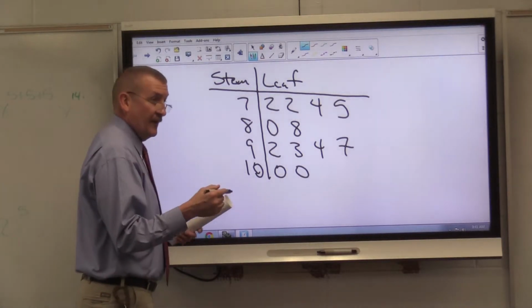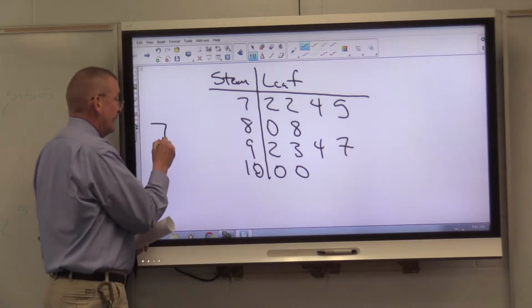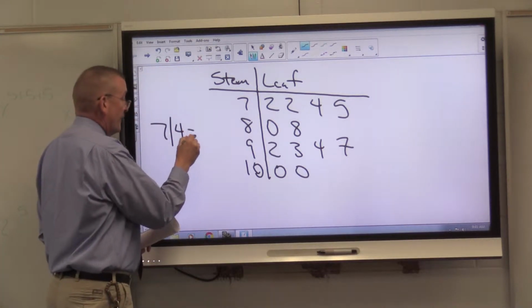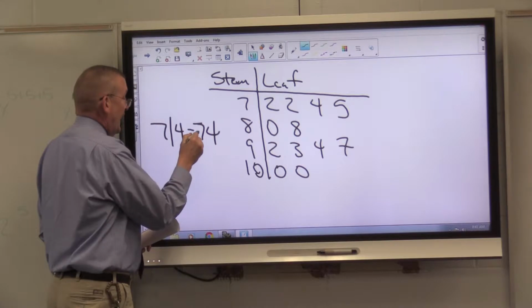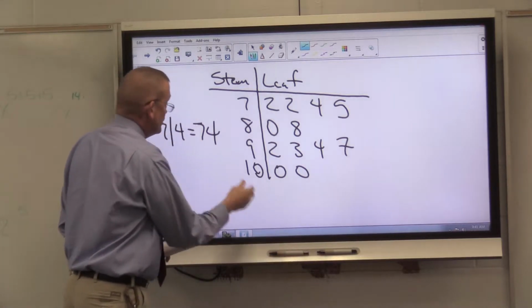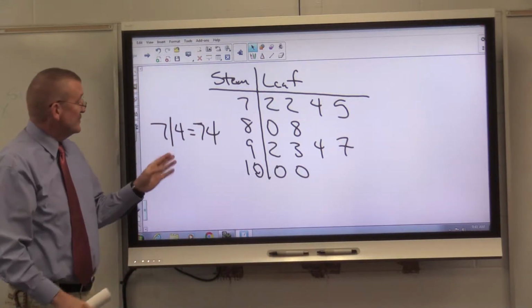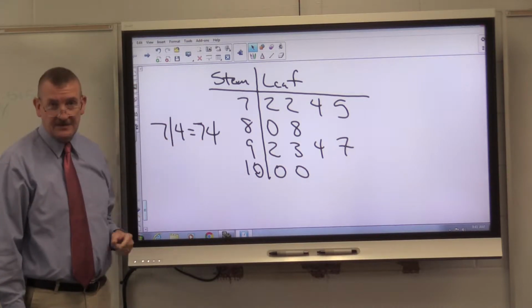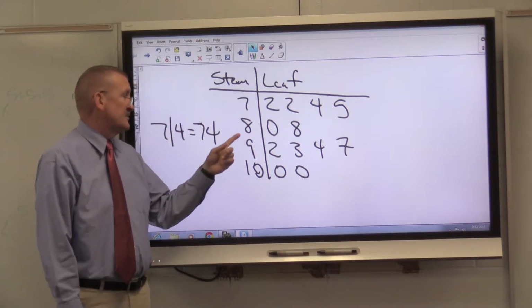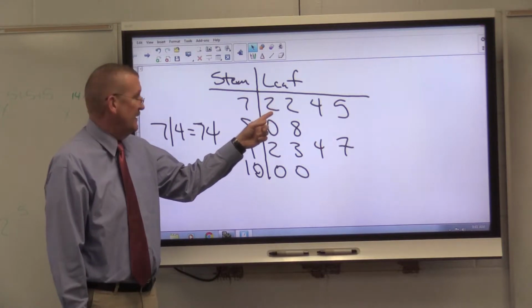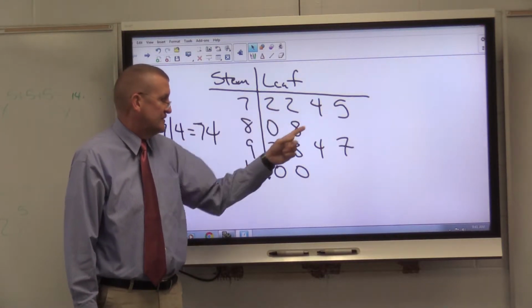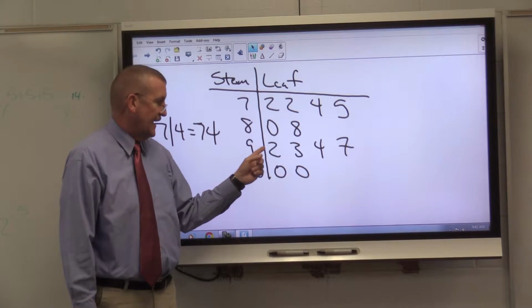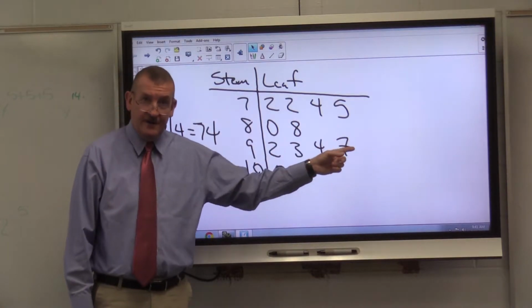So I have my data set in a stem and leaf plot, and these are the quiz scores. And in every stem and leaf, you should be given a scale. So this is how the scale reads. A 7 and a dash and a 4 means a 74. Hopefully that makes sense.